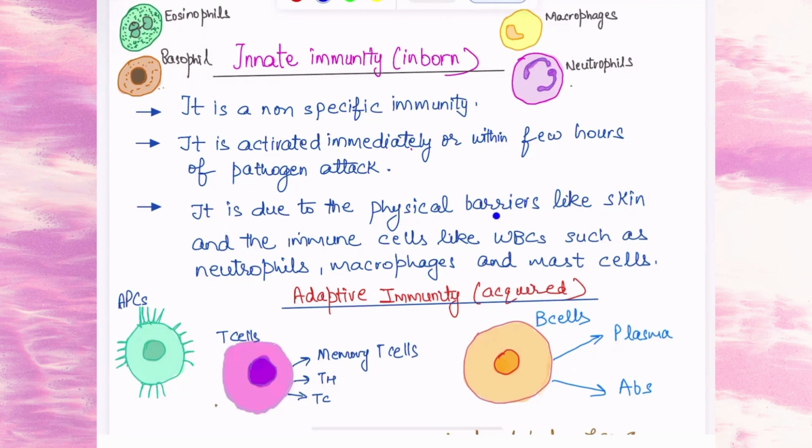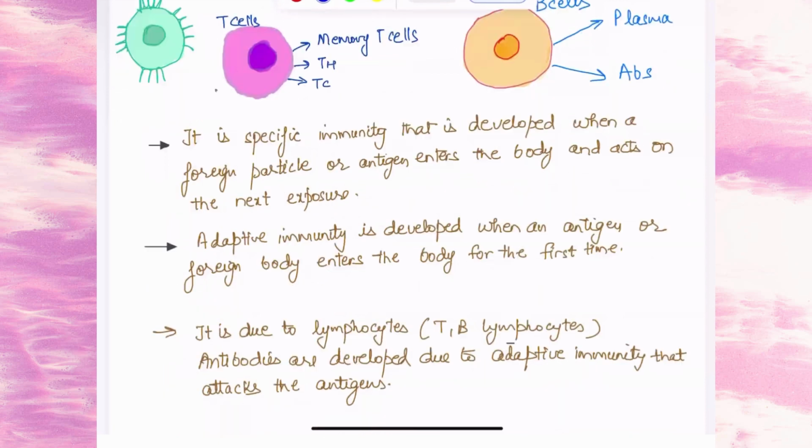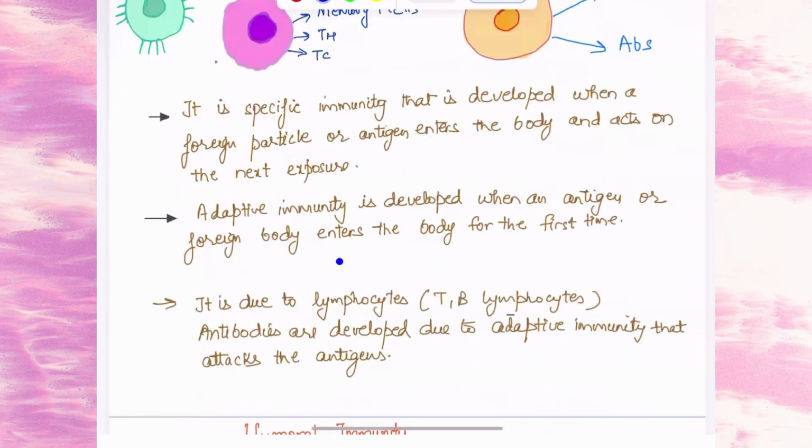It is due to the physical barriers like skin and immune cells like white blood cells such as neutrophils, macrophages, and mast cells that innate immunity comes into action. Whereas adaptive immunity, or acquired immunity, is specific immunity and is developed when a foreign particle or antigen enters the body, and acts on the next exposure. So adaptive immunity is developed when an antigen or foreign body enters the body for the first time. And it is due to lymphocytes, that is T cells and B cells, and antibodies developed due to adaptive immunity that attack the antigen.